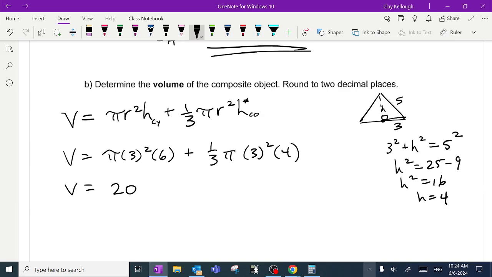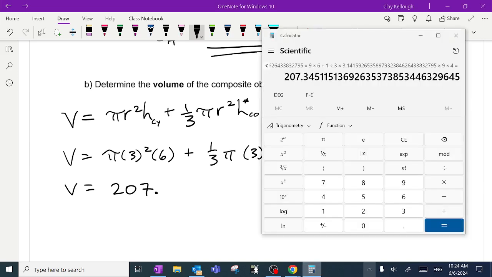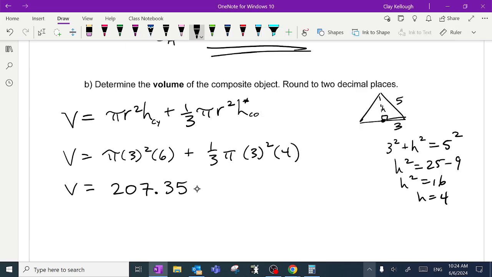207, careful with the rounding. The thing after the 4 is a 5, so it's 0.35. And this is now centimeters cubed. All right, one more.